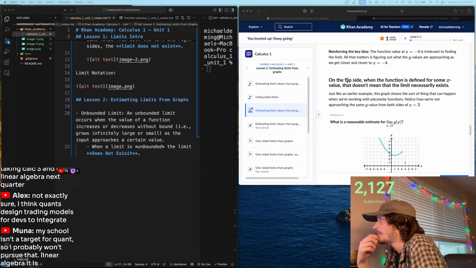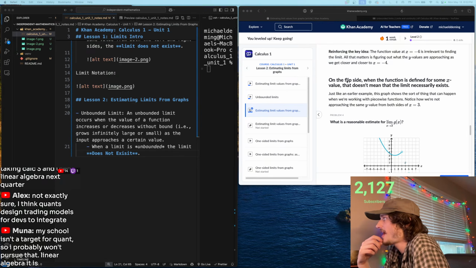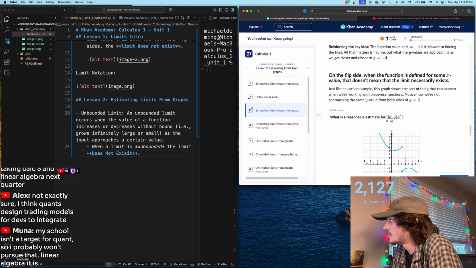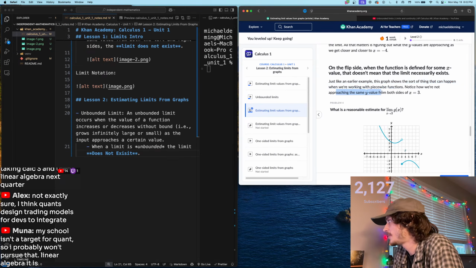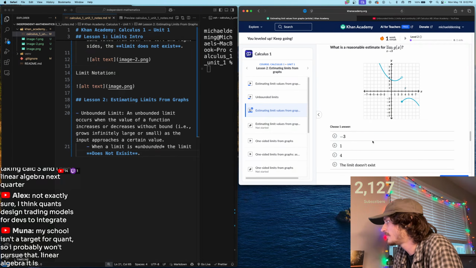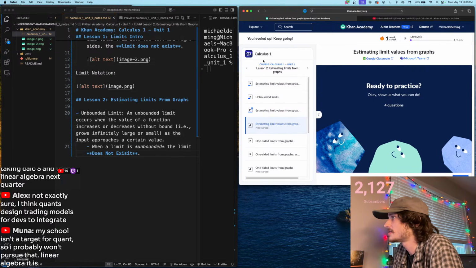On the flip side, when the function is defined for some x value, that doesn't mean the limit exists necessarily. Just like in an earlier example, the graph shows the sort of thing that can happen when you're working with piecewise functions. Notice how you're not approaching the same y value as you approach from both sides of x equals 3. From the left, we're converging on 4, and from the right, we're converging on -3. So this limit does not exist. Oh, whoops.